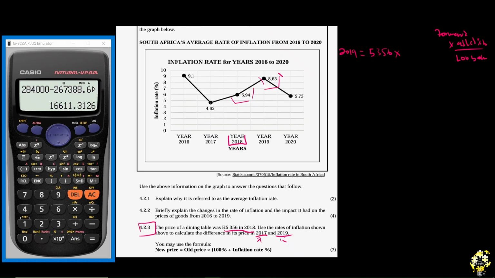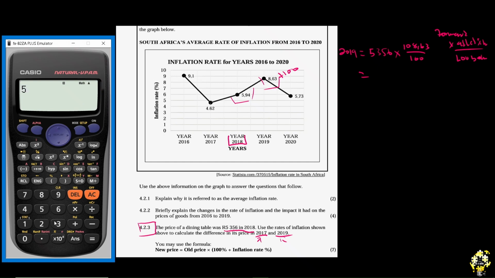So the added for this one, remember, always you class it by 100. So if you say 100 plus 8.63, what do you get? You actually get 108.63 over 100.